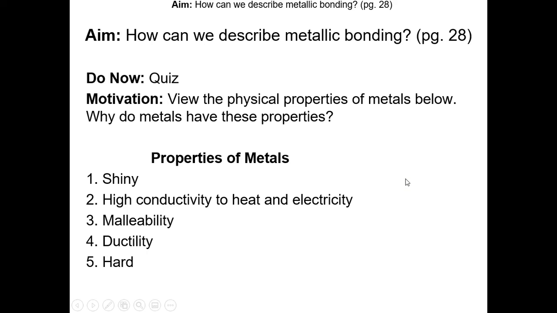This is my 8th video lesson for the covalent bond unit, and this lesson will be describing metallic bonding. Let's go to page 28 in the class packet.